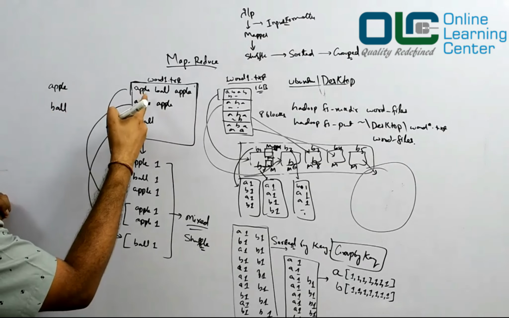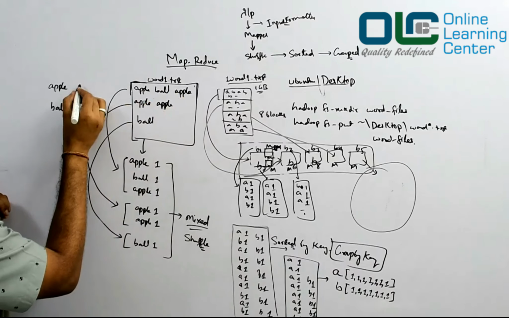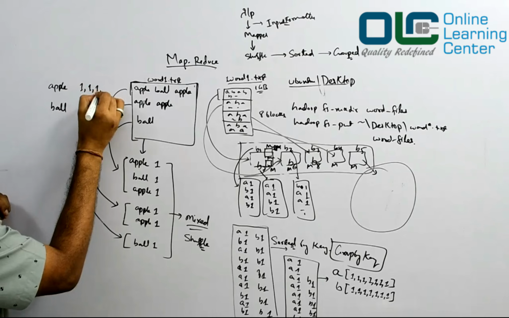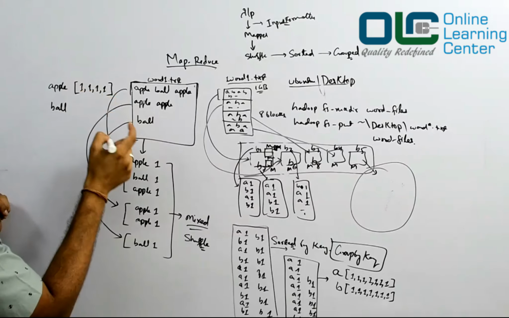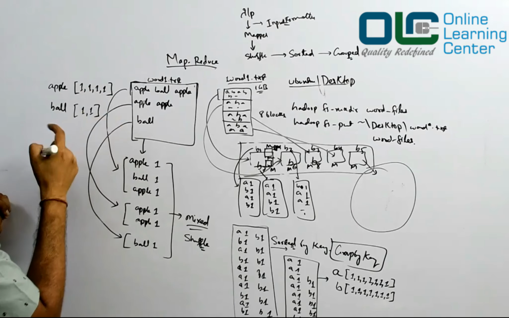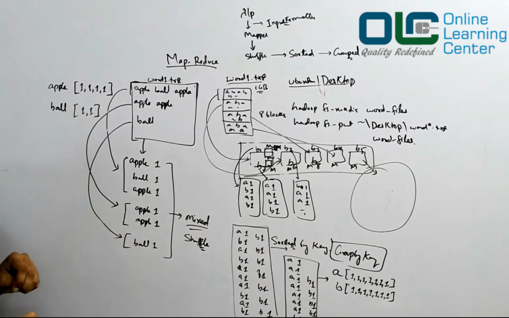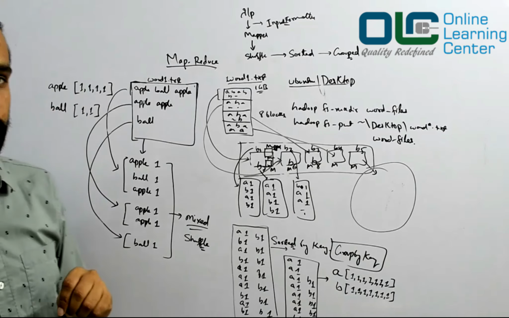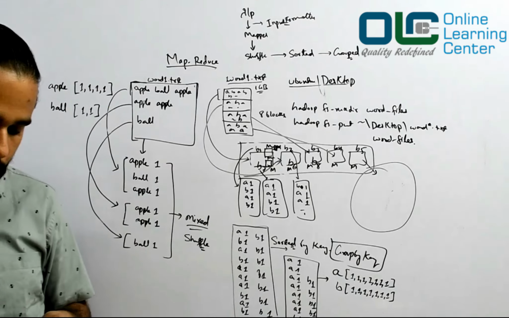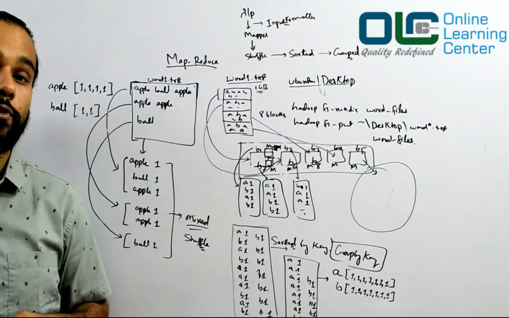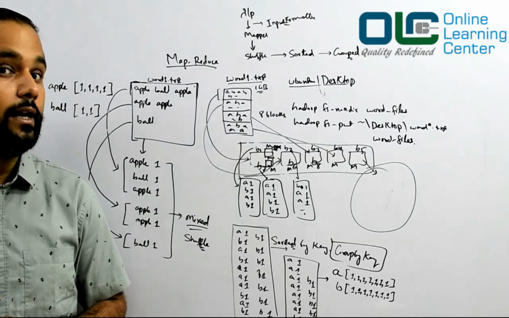Okay, how many apple you have? 1, 2, 3, 4. How many ball you have? 1 and 2. This is how the condition of apple and ball would be after your grouping, right? So once the data is grouped, the data has to be processed again. For that, we will have a reducer.